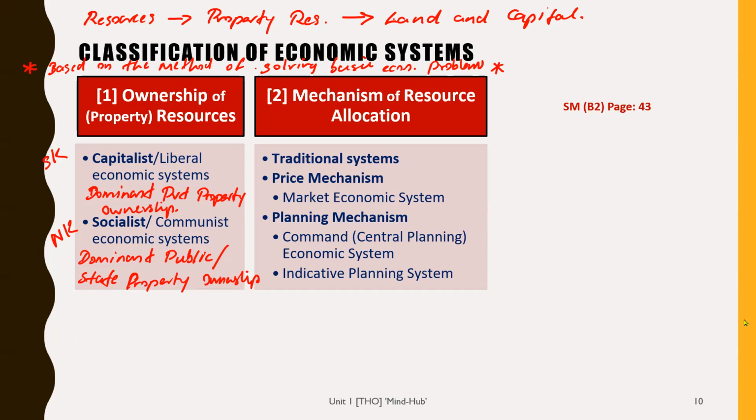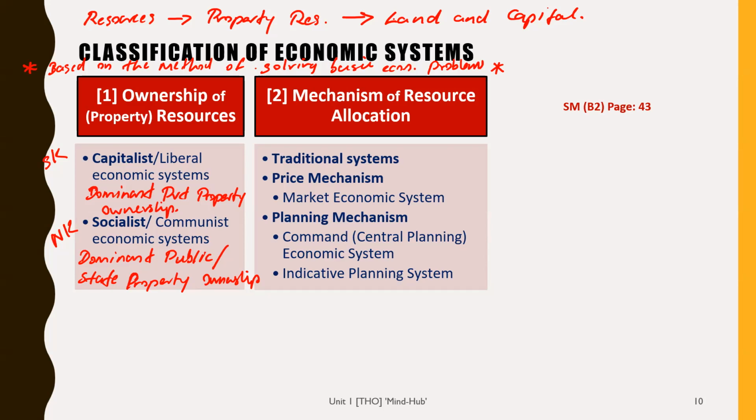Right. So, based on the mechanism of resource allocation, how do we classify economic systems? Mainly we identify 3 main systems: traditional system, price mechanism, then planning mechanism. Now I have given the mechanism, but the economic systems are the market economic system, traditional economic system, and command or centrally planned economic system. Sometimes we say indicative planning system. It's not a separate economic system, but it's one way the planning mechanism is used.